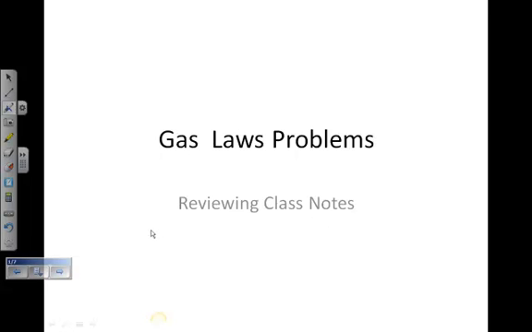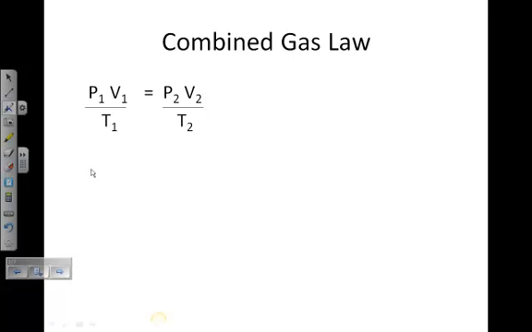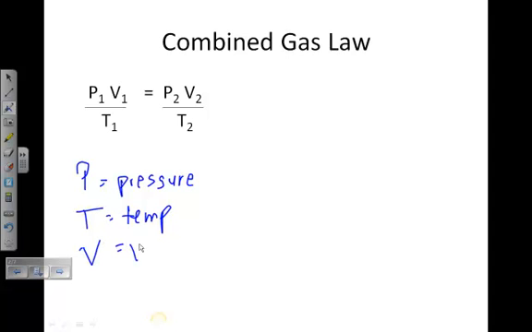Let's review some of those class notes from this past week. This is the combined gas law, and what it allows you to do is calculate a change in pressure, volume, or temperature if you have the other values. So P is pressure, T stands for temperature, and V stands for volume.